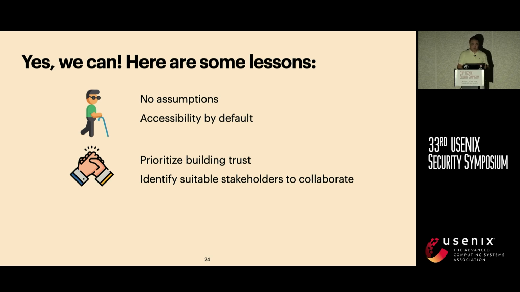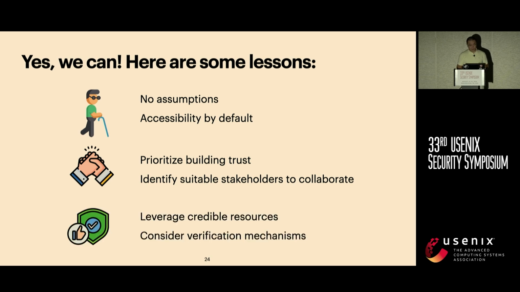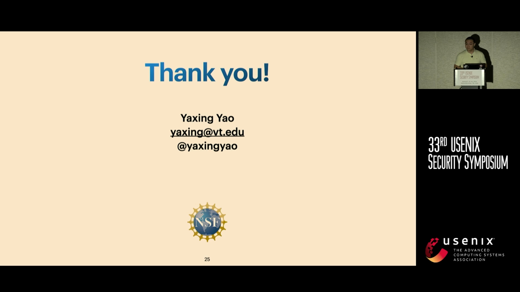And then we have been consistently seeing the role of trust in our data set at different stages. So any tool should prioritize building trust, and then identify suitable stakeholders to collaborate, for example, trustworthy third-party organizations like Consumer Reports. And then at the end, we also want to suggest that any tools should leverage credible resources and consider supporting verification mechanisms. So with that, I'll conclude the talk, and thank you for your attention. Thank you so much.